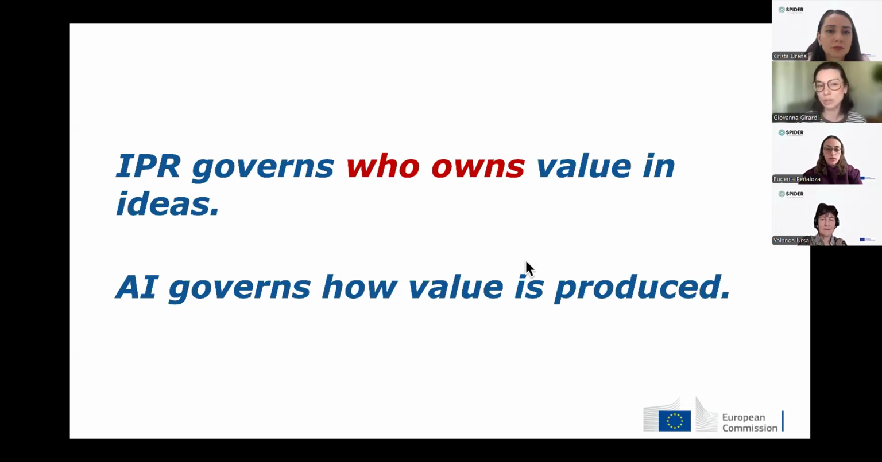So the first thing we need to understand, intellectual property rights, these intangible assets, patents, trademarks, copyright, designs, all intangible assets, all intellectual property rights govern who owns the value in ideas. It's about ownership. Intellectual property rights, intangible asset, is about ownership. And AI governs how the value is produced. So it's a tool to produce value.